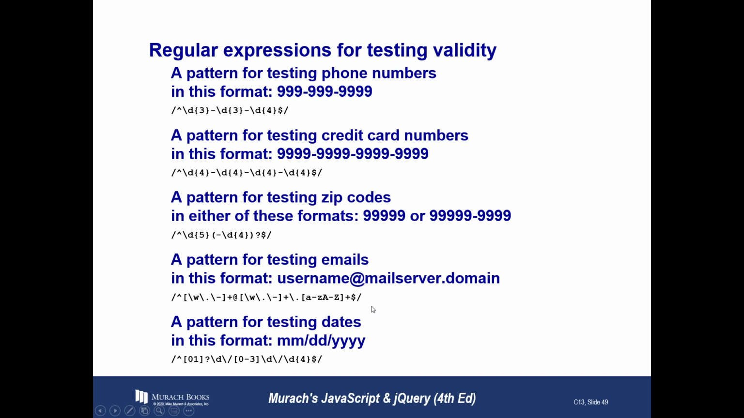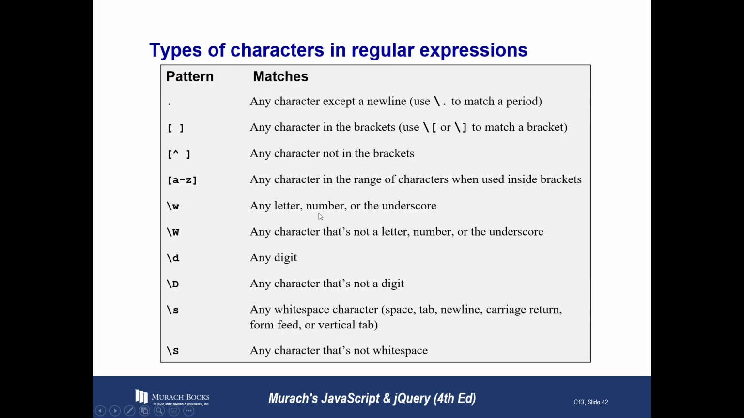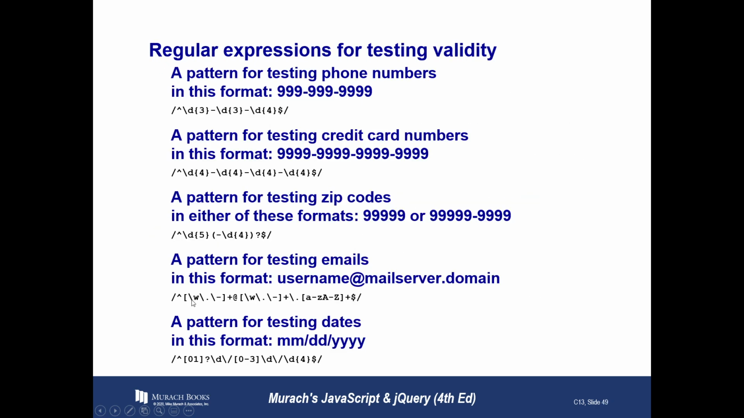Okay, this is a pattern for testing emails. From the beginning, we have one of these characters, either a dot or a dash or a W, which we said, do you remember? It's a number, a letter, or an underscore, right? So a letter, a number, or underscore, a dot or a dash, one or more times, which means I can have more than one letter, more than one dash, more than one dot.